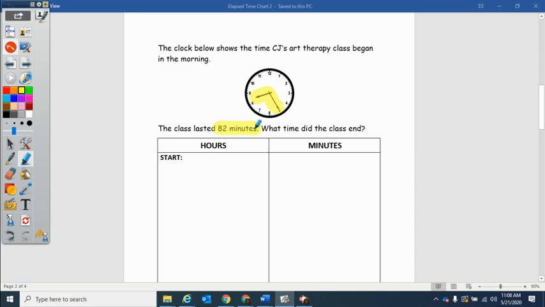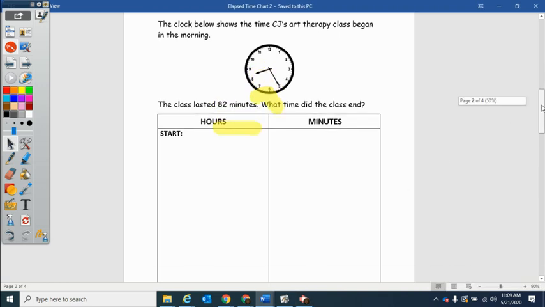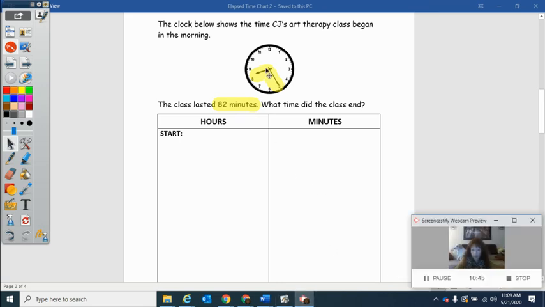So here they're not giving you a start time or an end time. They're just showing you the clock and telling you how long it lasted. So my first job is to figure out what is that time that I'm starting. I actually want to scroll down a little bit, so it's going to mess up my highlight. Here, go back up. Okay.